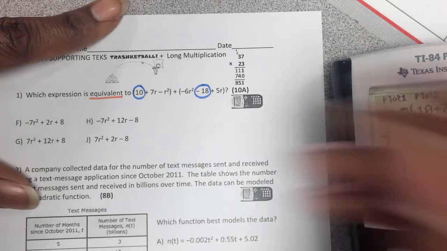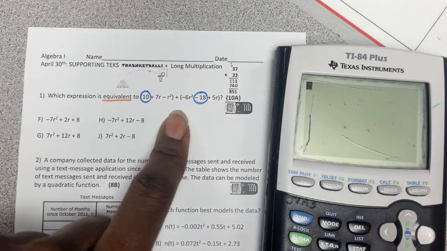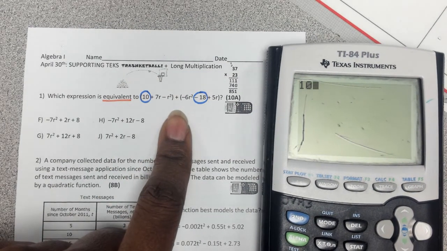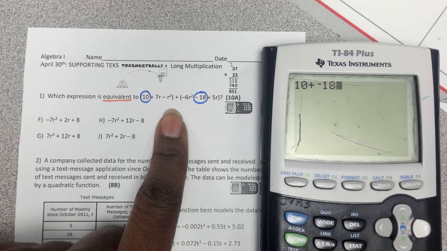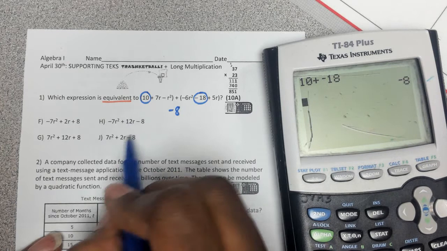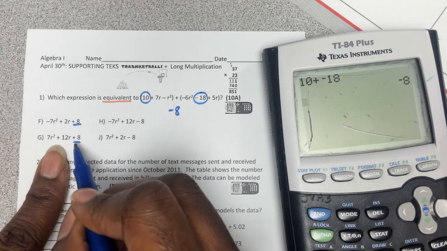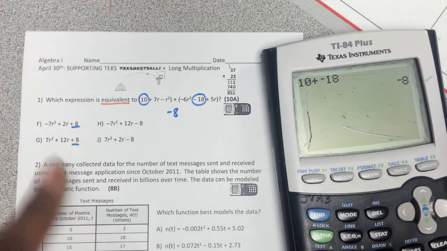That's not an 18, thank you. That's a negative 18. So if you don't know what 10 plus negative 18 is, because it ain't 28 or negative 28, 10 plus negative 18 gives you a negative 8 so far. Look at your expressions. This does not have a negative 8. That doesn't have a negative 8. So you already know it can't be F or G.